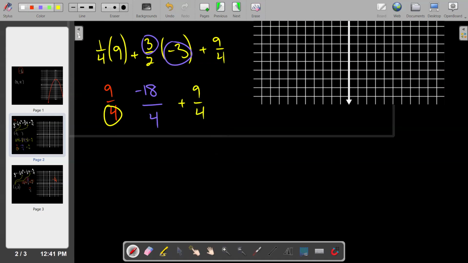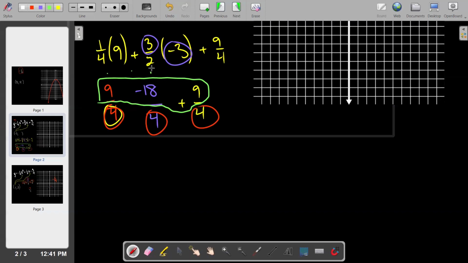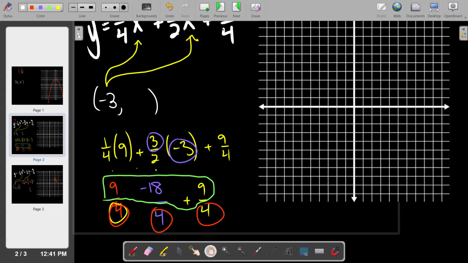So since we did our due diligence and got these bottoms all to be the same, then all we have to do now is just do this math problem that's in this green thing. So you go 9 minus 18 is -9. -9 plus 9 is 0. So we now know that the vertex is at -3, 0. That's a lot of work to come up with a 0, but oh well.